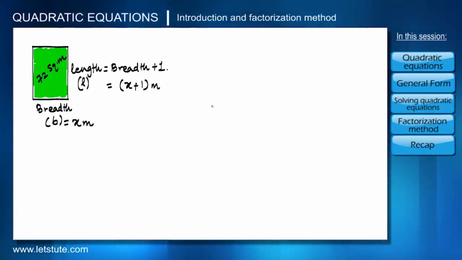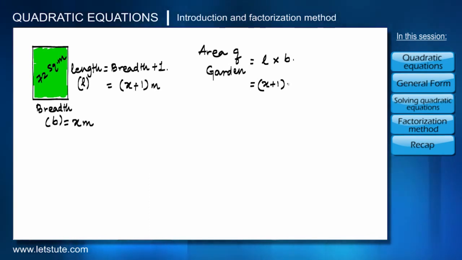Since the garden is in the shape of a rectangle, the area of the garden will be the same as the area of a rectangle, that is length into breadth, which equals x plus 1, the length of the garden, times x, the breadth, and the area of the garden, as we know, is 72 square meters. So on calculating and rearranging, we will get x square plus x minus 72 equals 0.